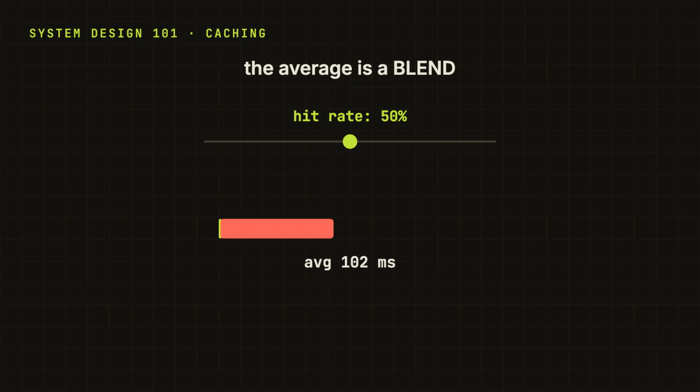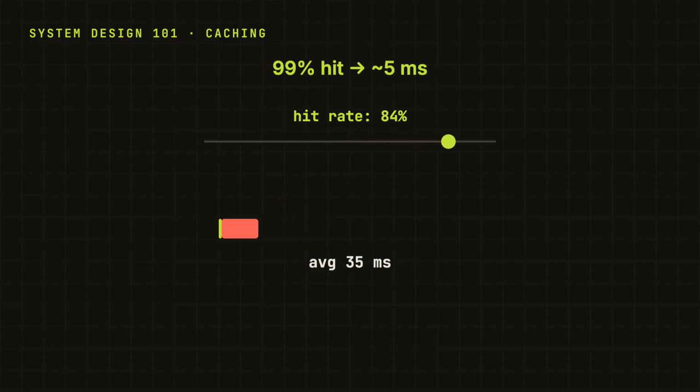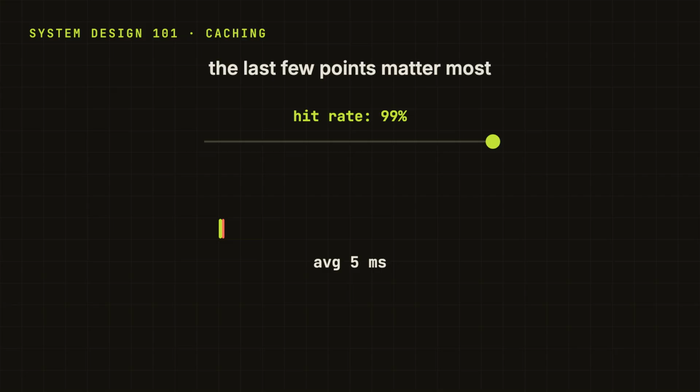And it is a simple blend of the two. Our hit is about 3 milliseconds and a miss is the full 200. So at a 50% hit rate, your average is only about halfway down, around 100 milliseconds. But push the hit rate up to 99% and it drops to about 5. Same cache, the hit rate is the whole story. And those last few points matter the most. One caution as well, tying back to the latency video. If you are missing even a few percent of the time, the people who miss still wait for the full 200. So your slow tail, the P95, P99, that is the miss path, not the average.